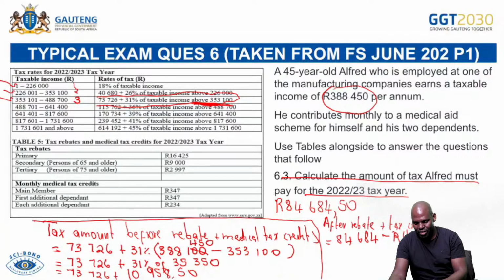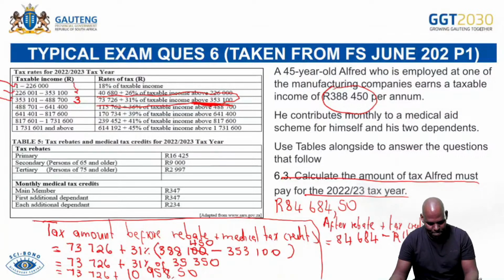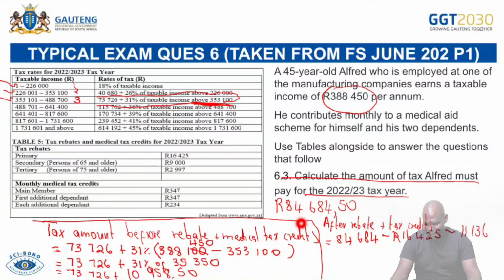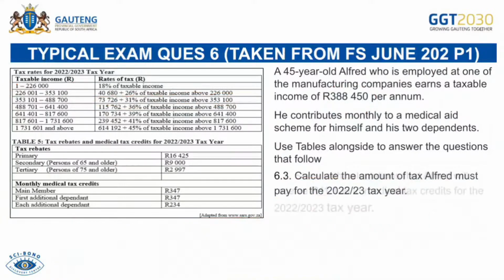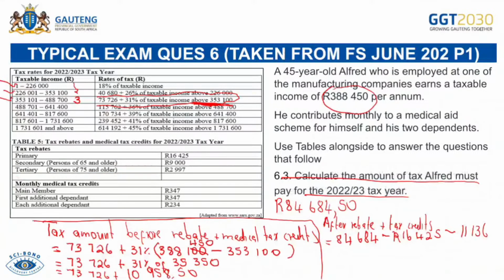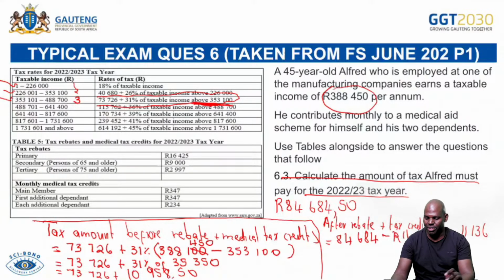16,425, and then also subtract the medical tax credits, of which we said is 11,136. Okay, so it's 11,136. Let me confirm. Yes, 11,136. So I only subtract that. I subtract the rebate and I subtract the medical tax credit.